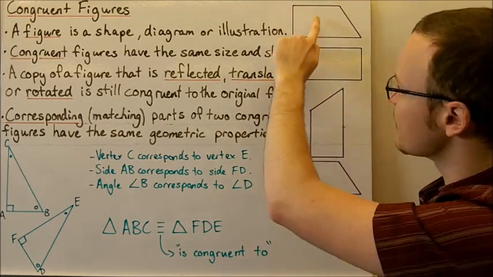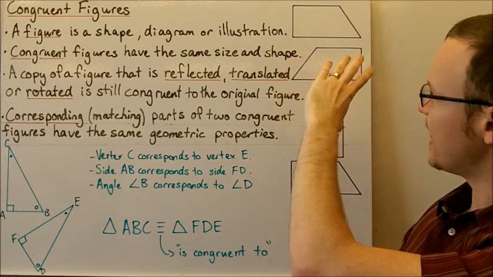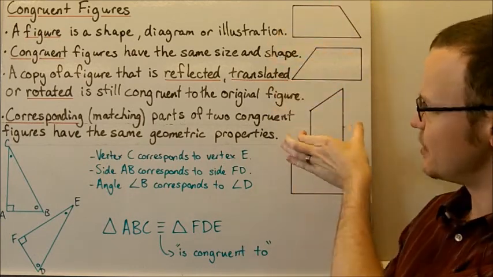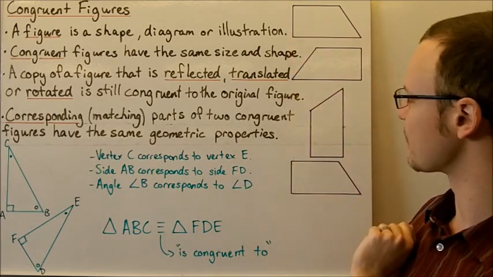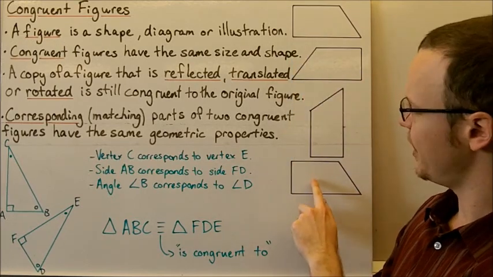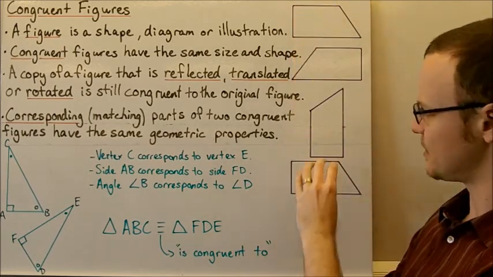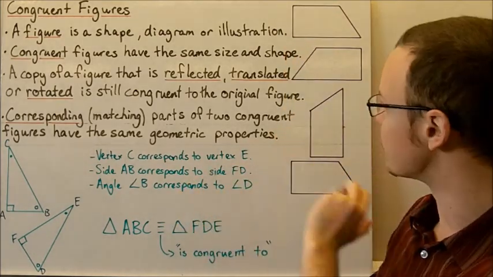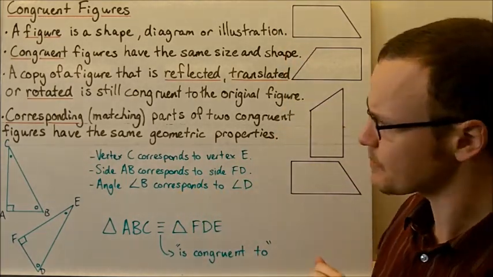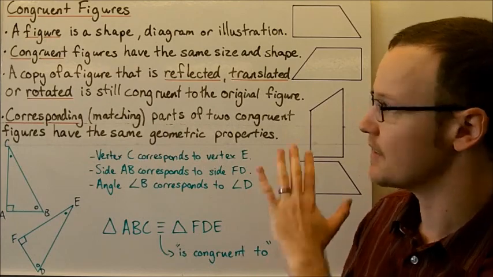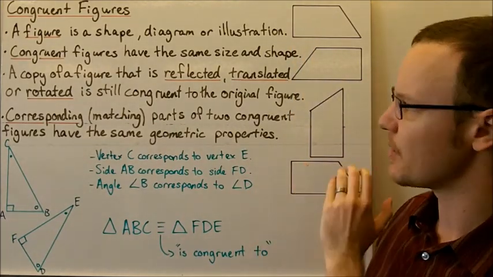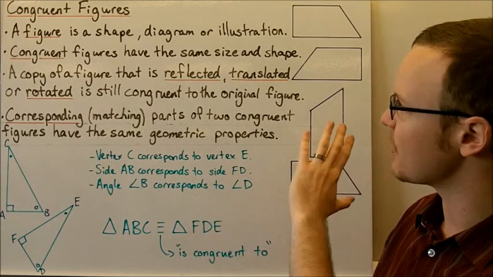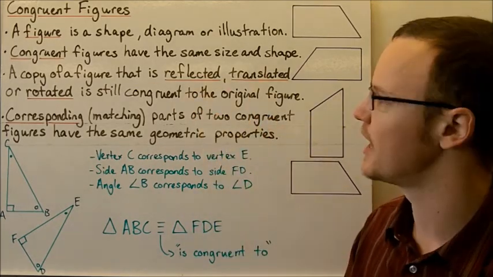This shape here, compared to the original, has been rotated. It's been rotated 90 degrees. This is a rotated figure of this original one. And this shape down the bottom here is a translated one. It's been moved, so it's been shifted downward. So all of these figures are still congruent. They are all essentially the same shape, they've just been reflected, translated or rotated.